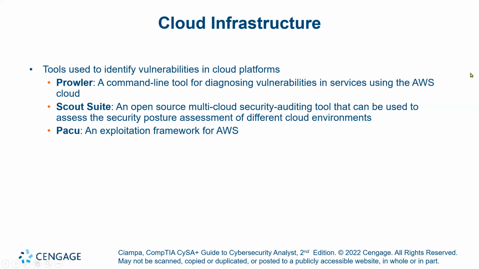Cloud infrastructure. Tools used to identify vulnerabilities in cloud platforms. Prowler, a command line tool for diagnosing vulnerabilities in services using the AWS cloud. That's the Amazon. Scout Suite, an open source multi-cloud security auditing tool that can be used to assess the security posture of different cloud environments. And Pacu is another exploitation framework for AWS.